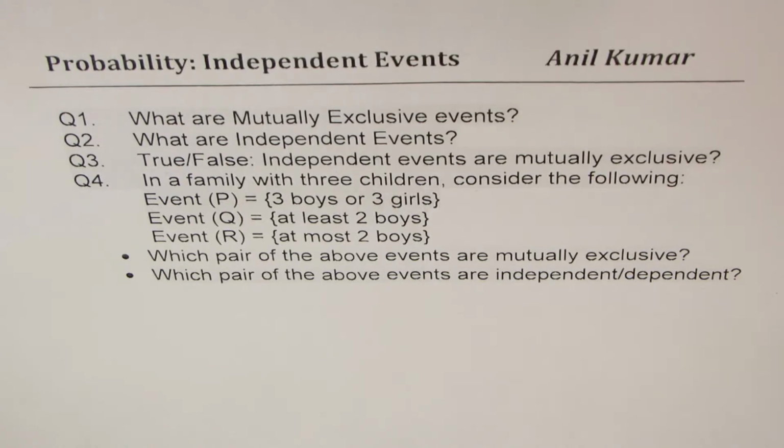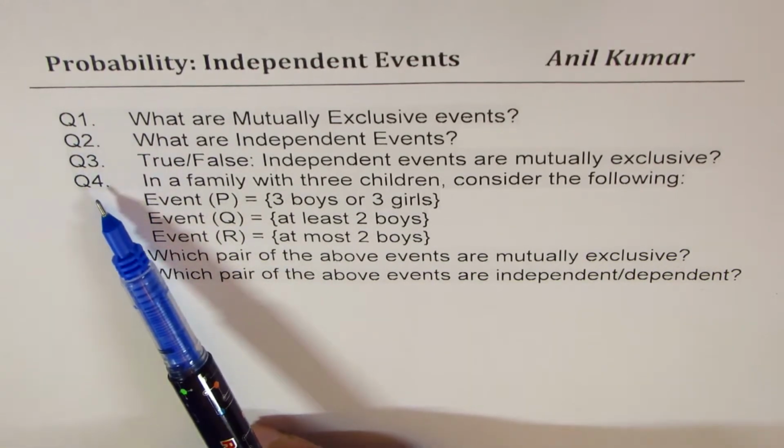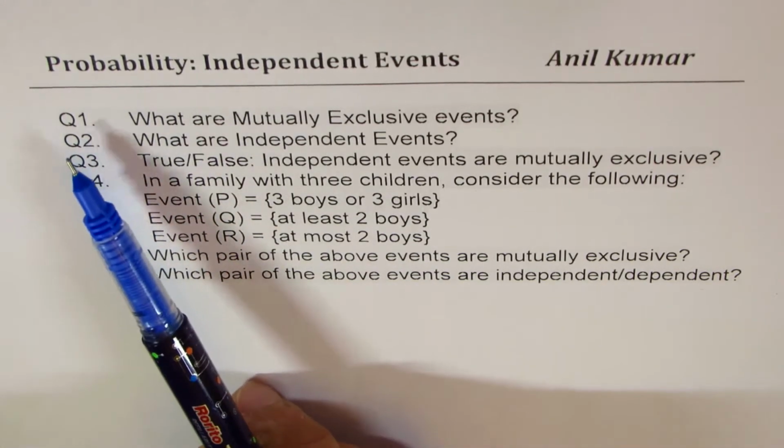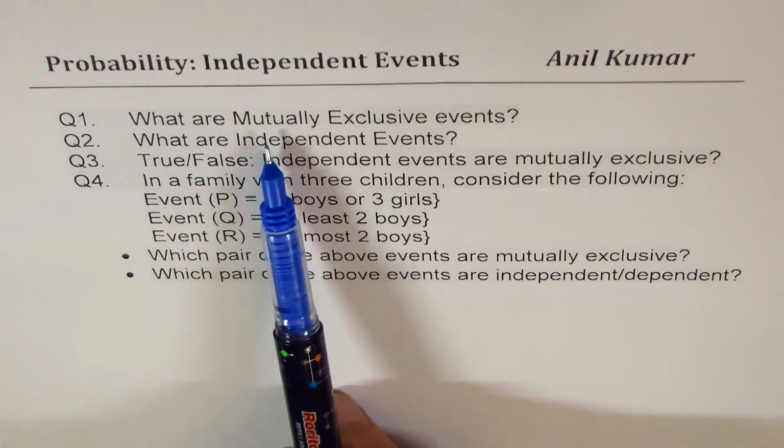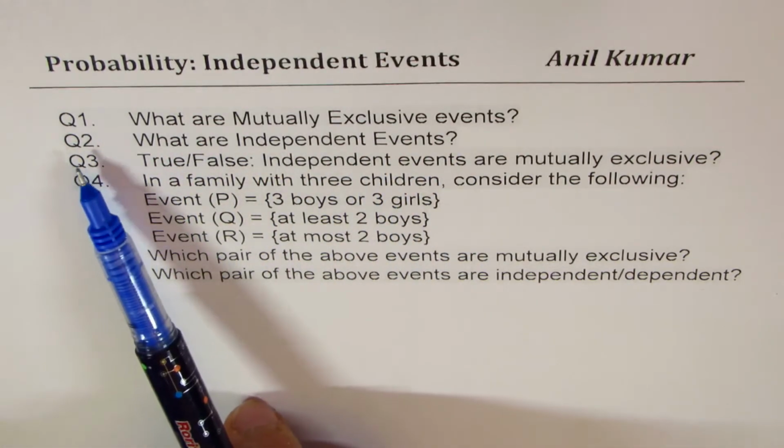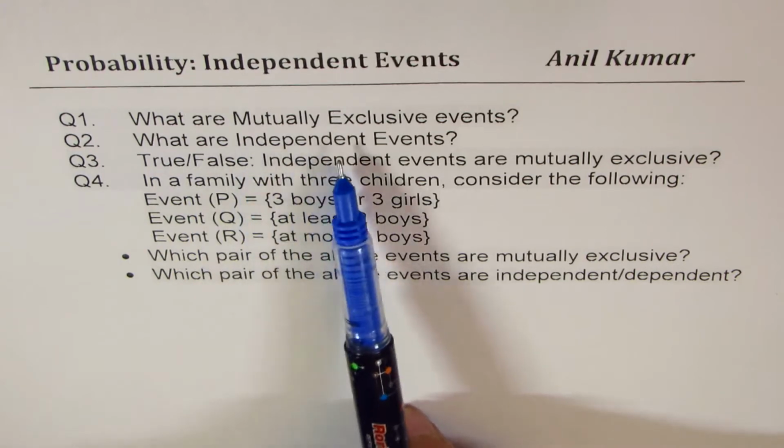I will consider this to be a next level of independent events which we are going to discuss. We'll begin with very simple cases. We'll try to answer these four questions one by one. Question number one here is, what are mutually exclusive events? Question number two, what are independent events?